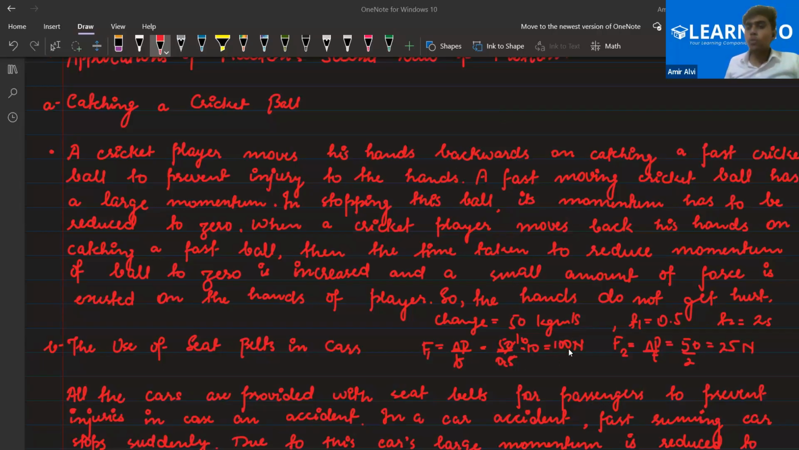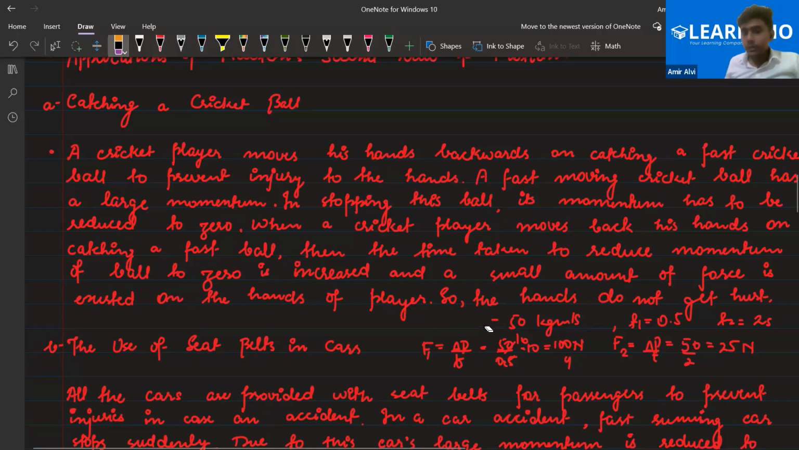Obviously, 100 Newton force is greater than 25 Newton. It is 4 times. It means that if you suddenly stop the ball, that will hurt you. So that's why you can see this. If you increase the time of change in momentum, it will hurt you less in comparison to suddenly stopping the ball. Clear, everyone? I have taken this example so that you can understand in a calculative manner.